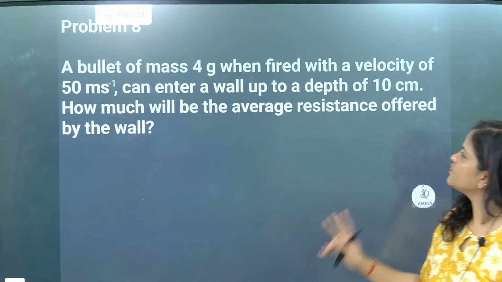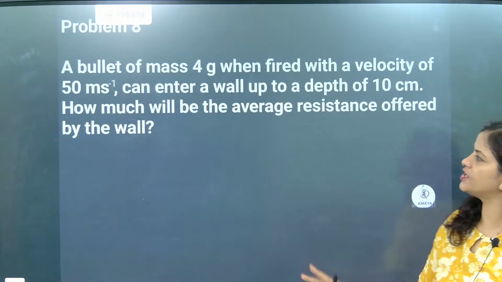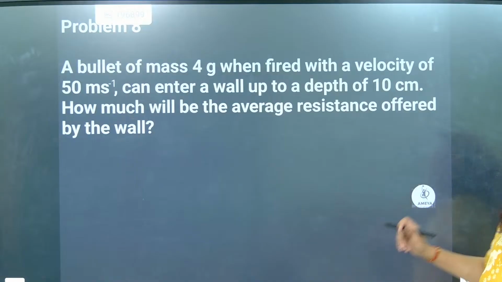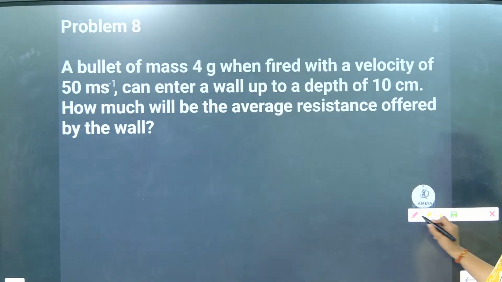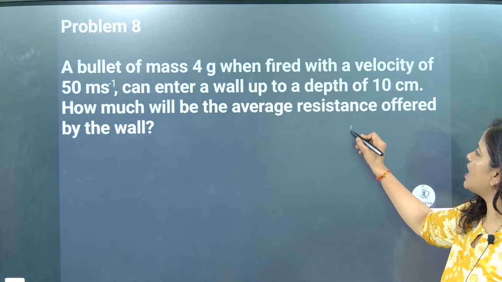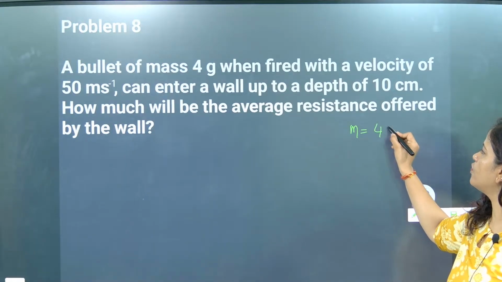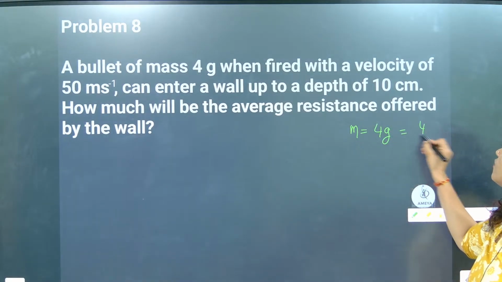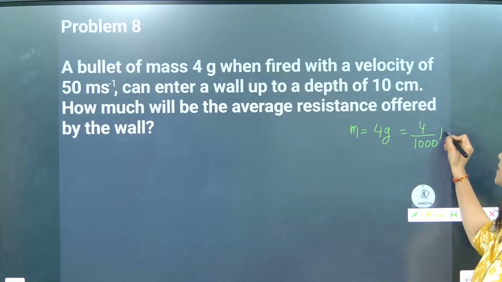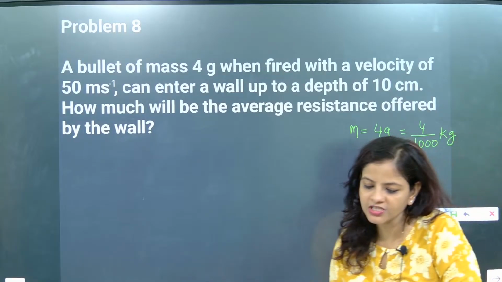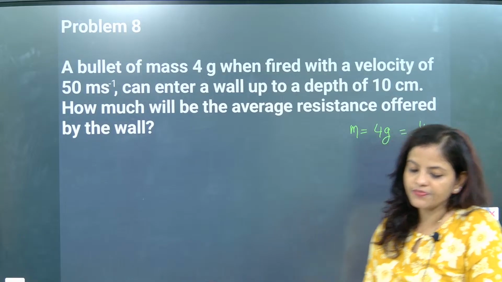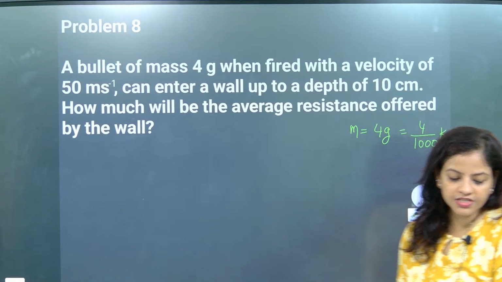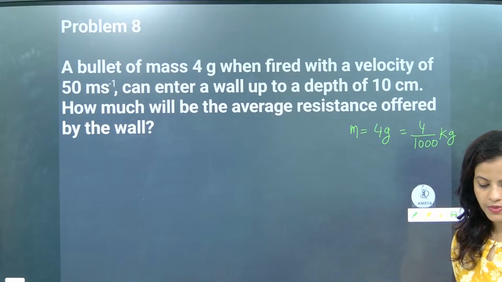A bullet of mass 4 gram when fired with a velocity of this. So, what is the initial velocity? Children, look here. Bullet mass is given as 4 gram. So first, mass of bullet given is how much, beta? 4 gram. Can we convert it into kg? That will become how much kg, beta? 4 by 1000 kg. So mass of bullet is coming as 4 by 1000 kg. What is the initial velocity? Come on, start solving this question, everyone.